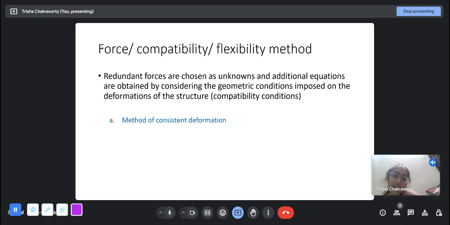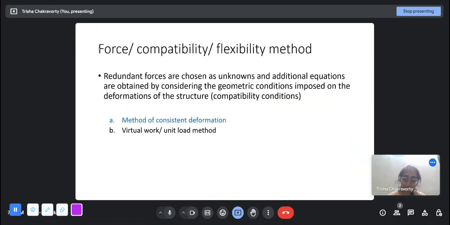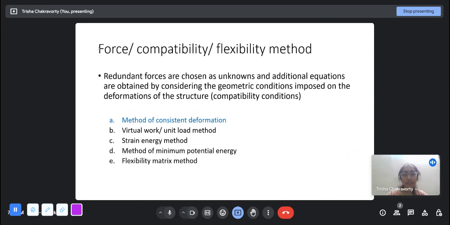Some of the methods that come under the force approach are the method of consistent deformation, the unit load virtual work or unit load method that we looked at briefly in trusses, the strain energy method, the method of minimum potential energy, and the flexibility matrix method. The method of consistent deformation is the only important one in this course. In future courses in advanced structural analysis, some other methods will also be important, but the method of consistent deformation we looked at for beams, trusses, and frames. It is an important method.